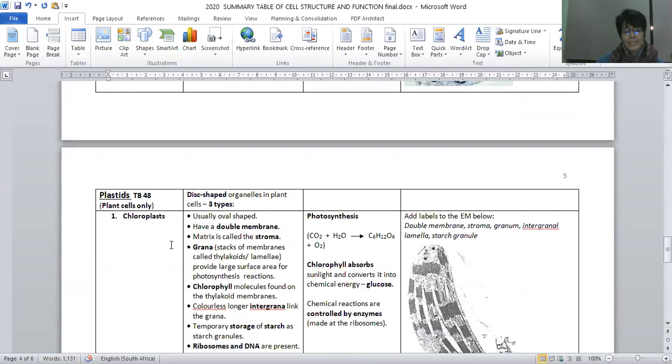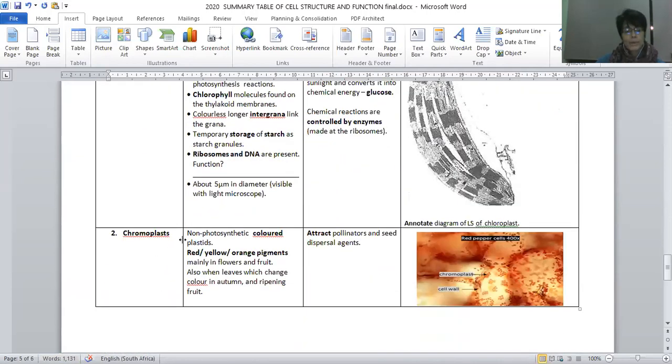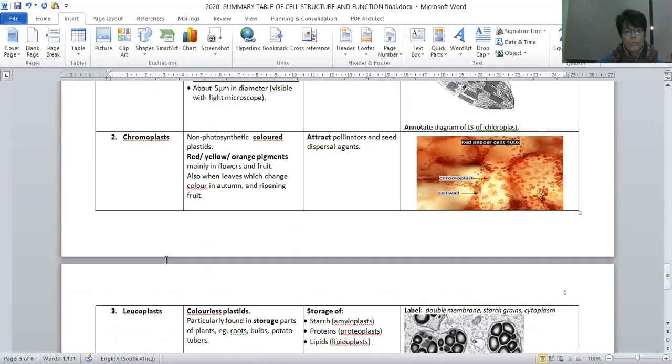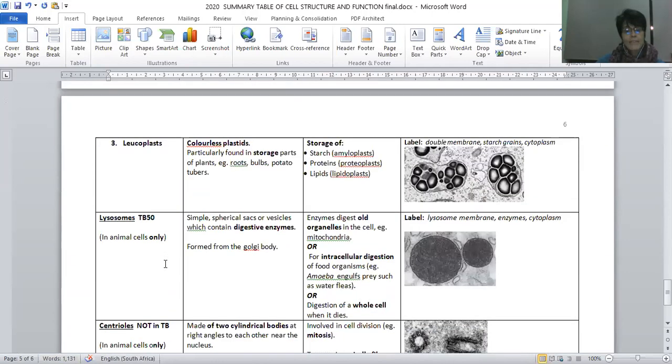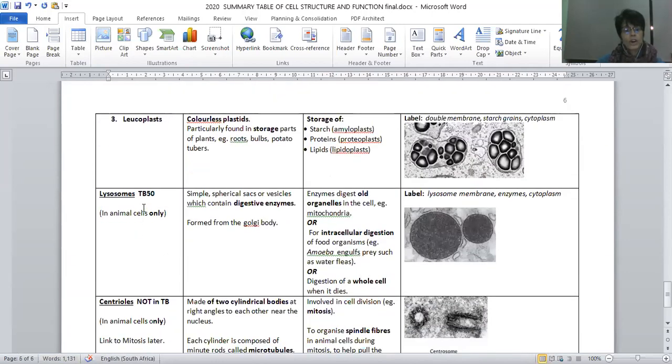Now we know a little bit about chloroplasts, but grade 10, you're going to learn about chromoplasts and leucoplasts. And then the last two cellular structures are the lysosomes and the centrioles, which are only found in animal cells. And the centriole is not even mentioned in your textbook, so the notes are over here. So you need to add to these notes.